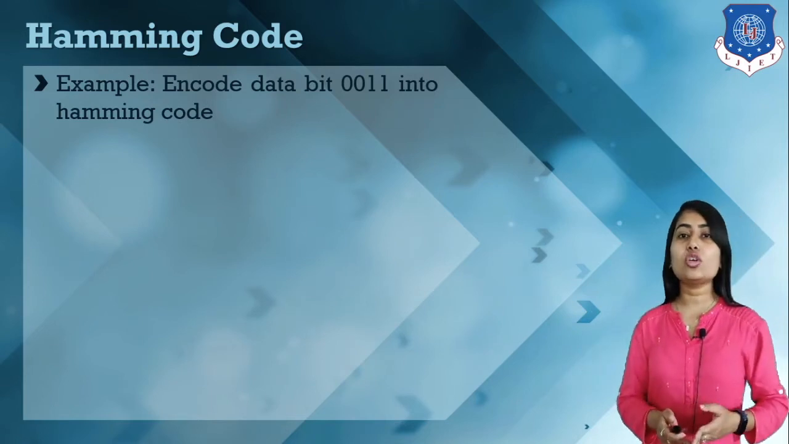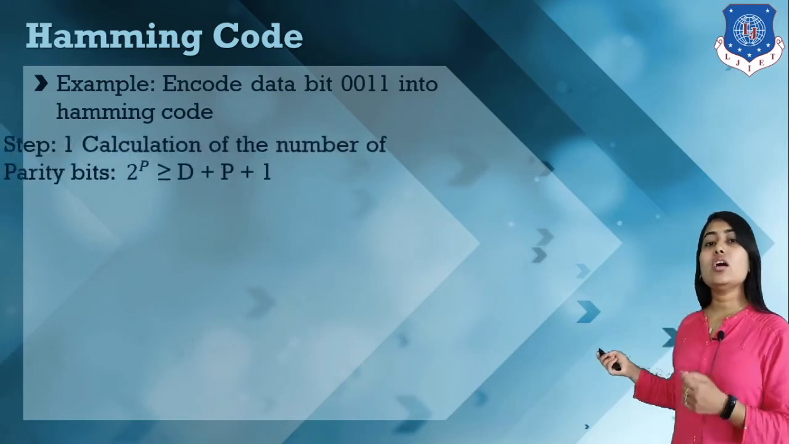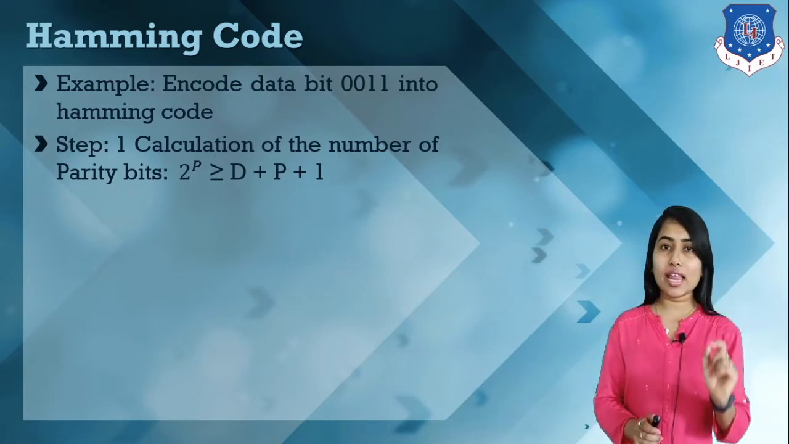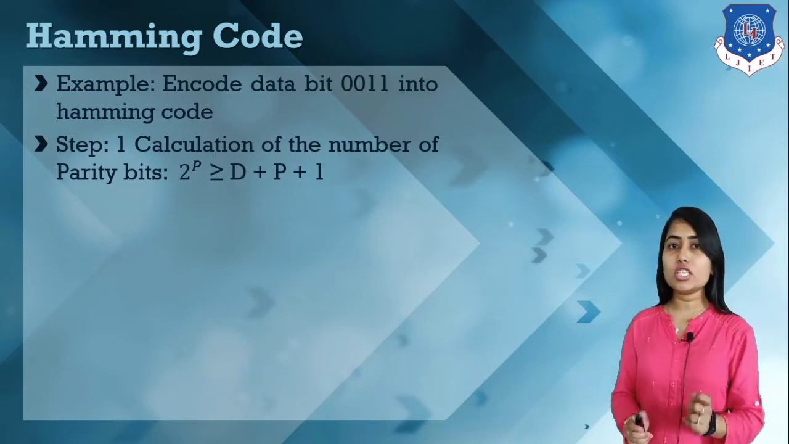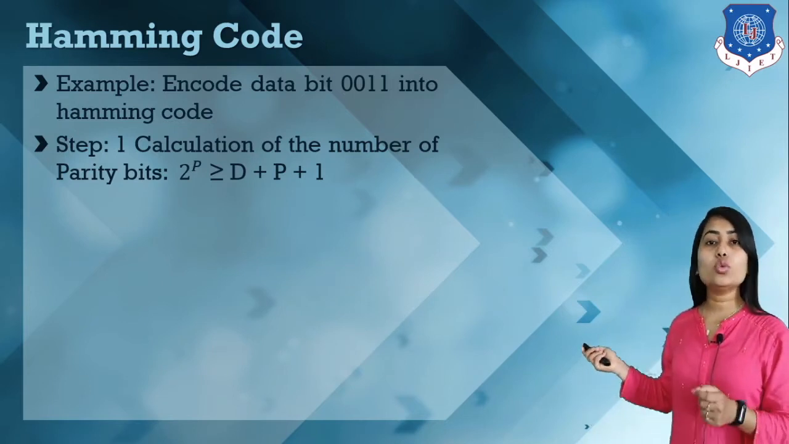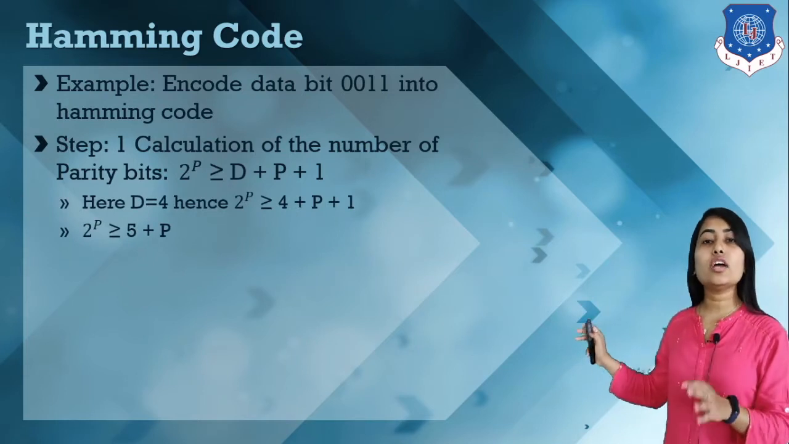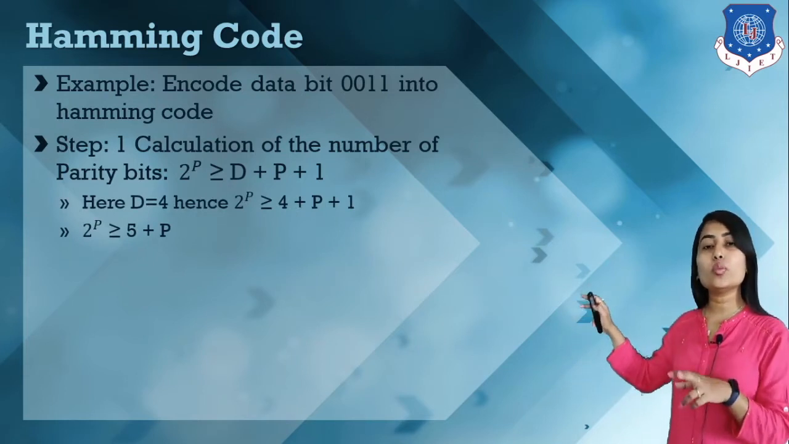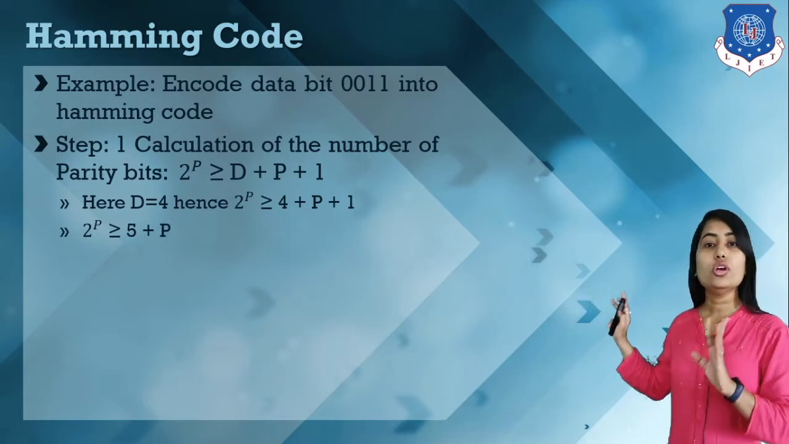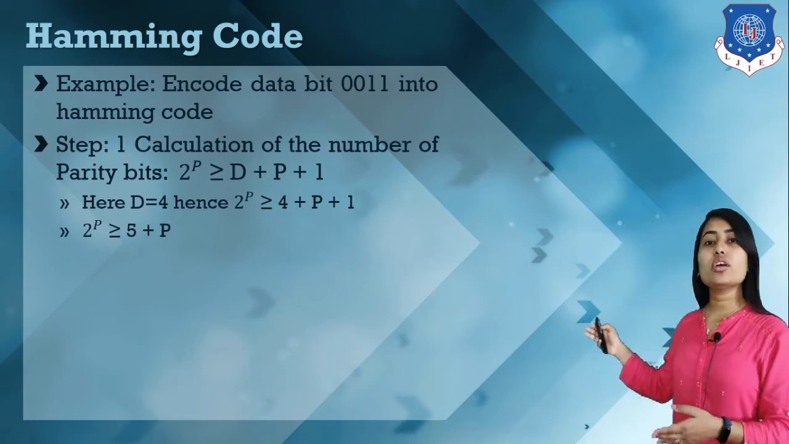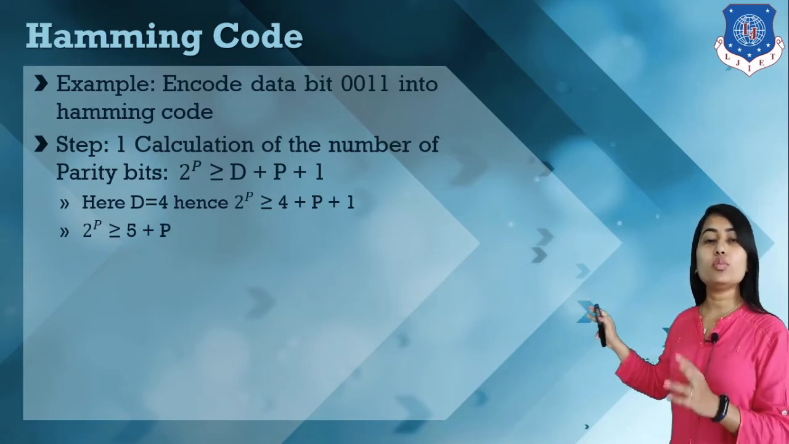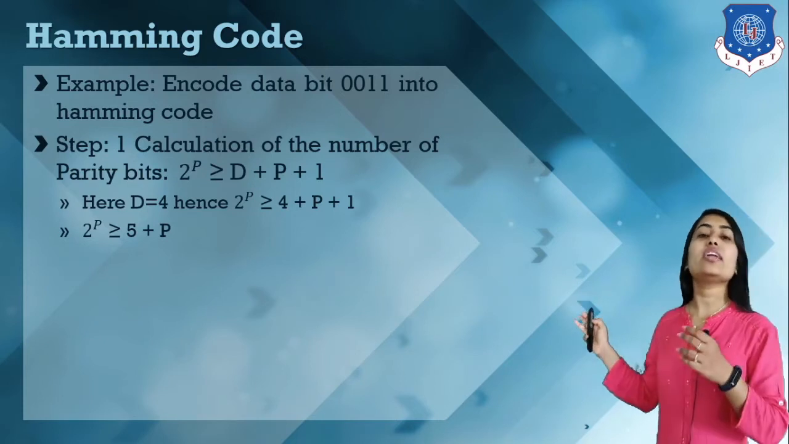So how can we encode that? Step number 1, calculate the total number of parity bits using this equation: 2 raised to p greater than or equal to d plus p plus 1. Now here we have d equals 4. So if we simplify, we have 2 raised to p greater than or equal to 5 plus p. So we have this kind of inequality.